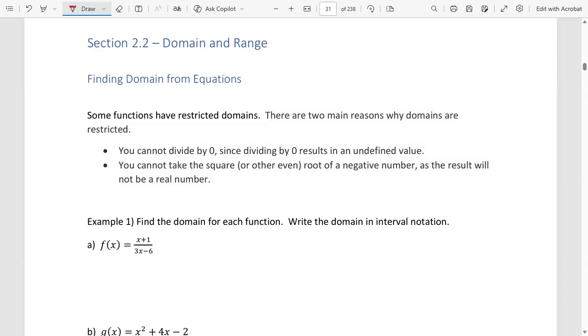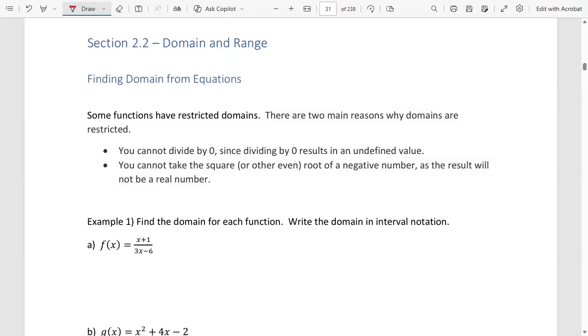Domain means all of the possible input values, all of the possible x values. Are we allowed to replace any number for x? Are we allowed to just plug in any number as an input? No, that is the question when we want to find the domain. For many functions, we are allowed to replace all real numbers. We don't have any restriction. But some functions have some types of restriction.